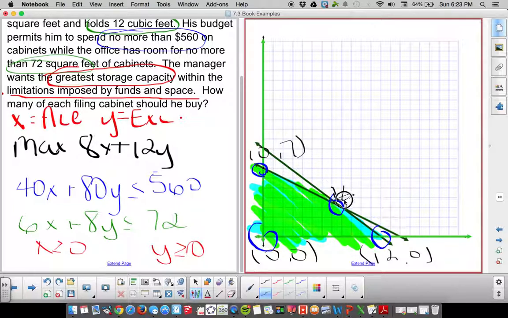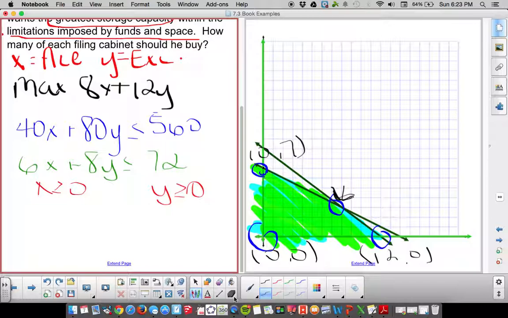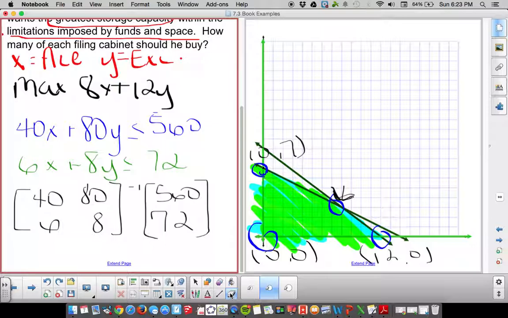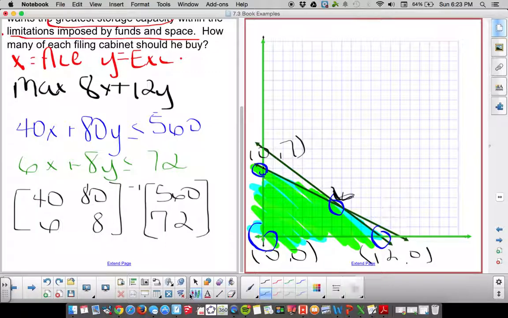And to find this right here, it's the intersection of my two lines. Again, I can use matrices really easily here. And have 40, 80, 6, and 8, and do my matrix equation, A inverse B, that we did a lot in the last chapter, to solve that equation easily to get that this is 8, 3.